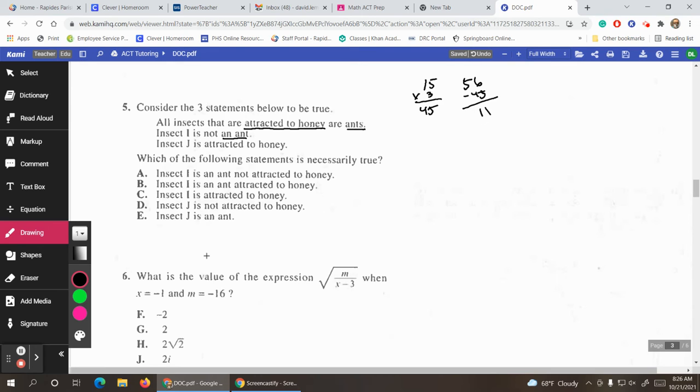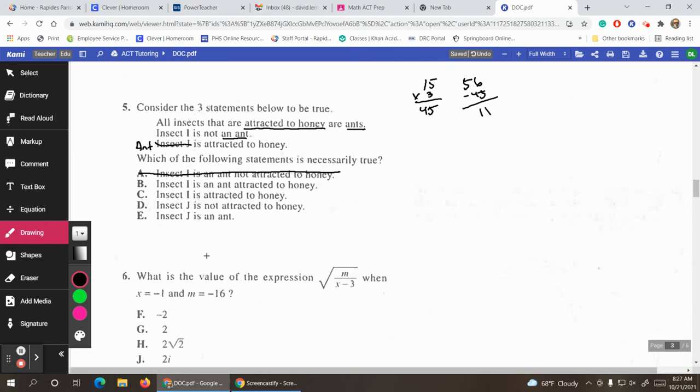Insect J is attracted to honey. Well, all insects attracted to honey are ants. That means insect J is actually going to be an ant, right? So which of the following statements is necessarily true? Insect I is an ant not attracted to honey. It says right here, all insects that are attracted to honey are ants. So it has to be attracted to honey in order to be an ant.